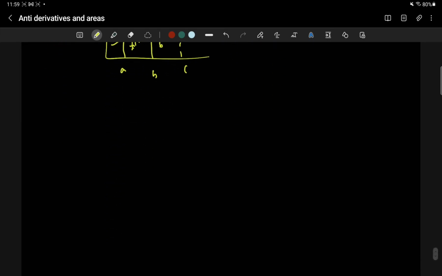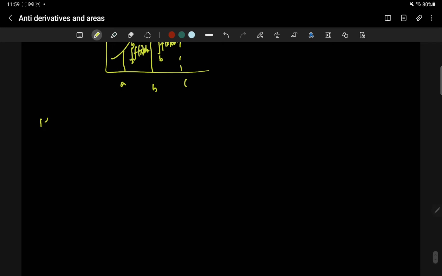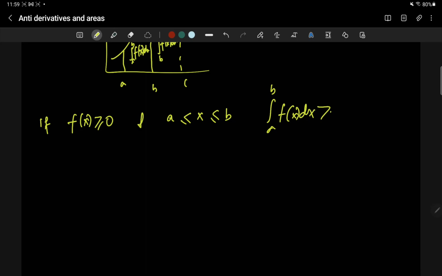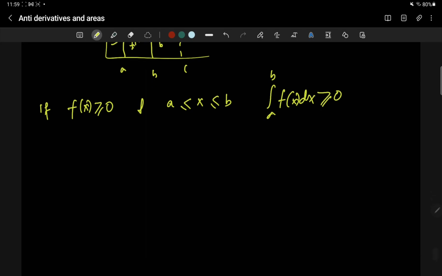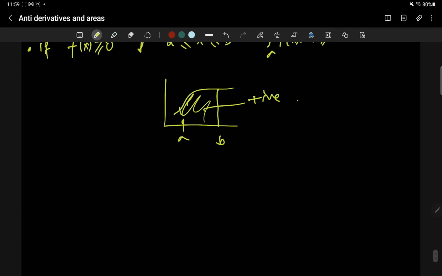Then lastly, there are three what I call comparison properties of integrals. It says if f of x is larger than 0 for x between a and b, then the integral from a to b of f of x dx is always positive. So what is this saying? This is saying that if I take this function and it's always positive, and I find this area between a and b, then this is going to be positive as well, because it's always above the x-axis. So it's obvious.